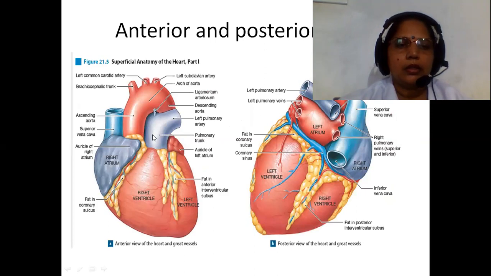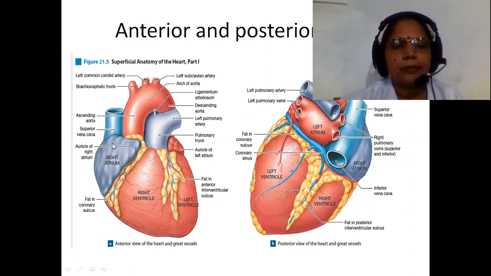In this diagram, it is very clear. This is the arch of aorta having three branches. These are the brachiocephalic trunk, left common carotid artery, and left subclavian artery. This question will be asked in the viva: identify the structure and mention the three branches. So this structure is called the arch of aorta having three branches: brachiocephalic trunk, left common carotid artery, and left subclavian artery. This is the superior vena cava.